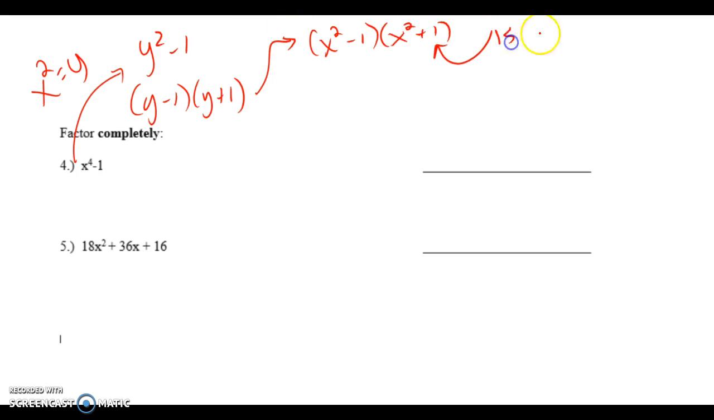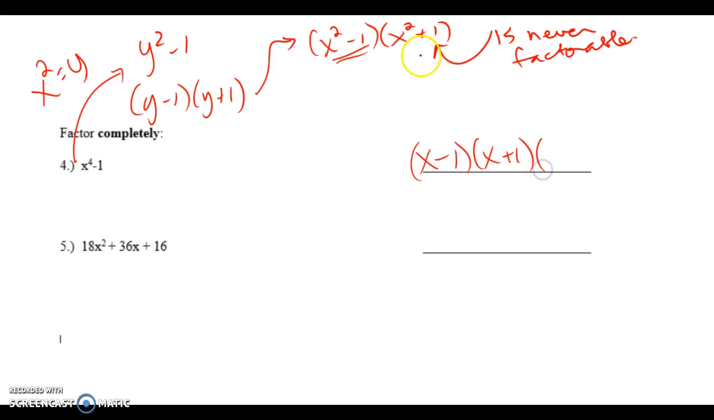This is never, ever, ever factorable. Is that enough evers for you? But this is another difference of squares, which is x minus 1, x plus 1. And then this comes back down to x squared plus 1.